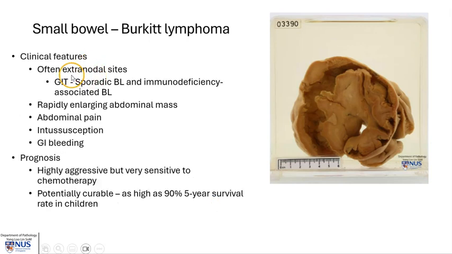Clinically, Burkitt lymphoma often affects extranodal sites, and we can see here this Burkitt lymphoma of the small bowel. This is usually associated with sporadic subtype of Burkitt lymphoma as well as immunodeficiency-associated Burkitt lymphoma. Usually, the patients will present with a very rapidly enlarging abdominal mass, which may be associated with abdominal pain. There may also be associated complications such as intussusception, giving rise to GI obstruction, and also GI bleeding, and sometimes even perforation. This tumor is actually a very rapidly growing and highly aggressive tumor.